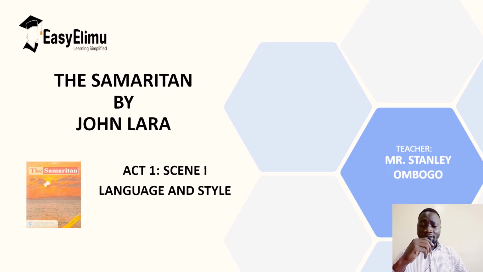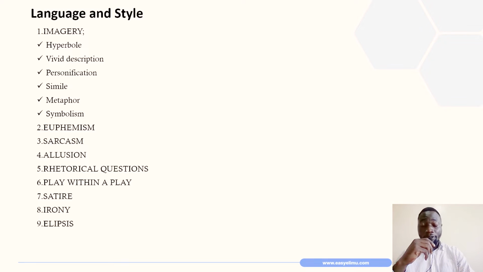So that is just a brief summary of some of the events, not all, but some of the events that we have in scene 1, the first act of The Samaritan. So dear students, let's focus on today's lesson, that is the language and style that is employed in scene 1 of Act 1.